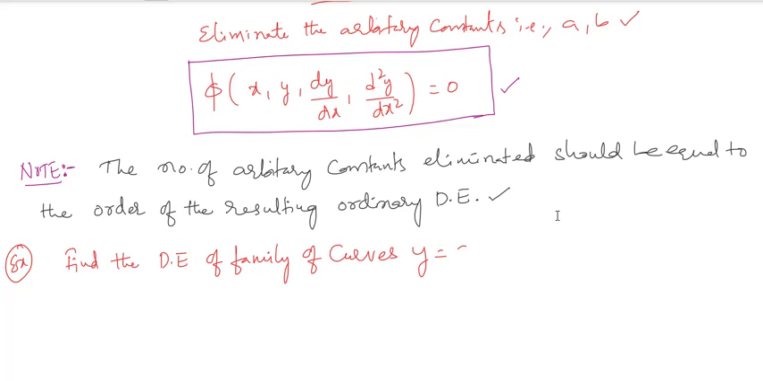y is equivalent to c into (x minus c) whole square. Find the differential equation of the family of the curves. y is equivalent to c into (x minus c) whole square. This is the question they asked you.